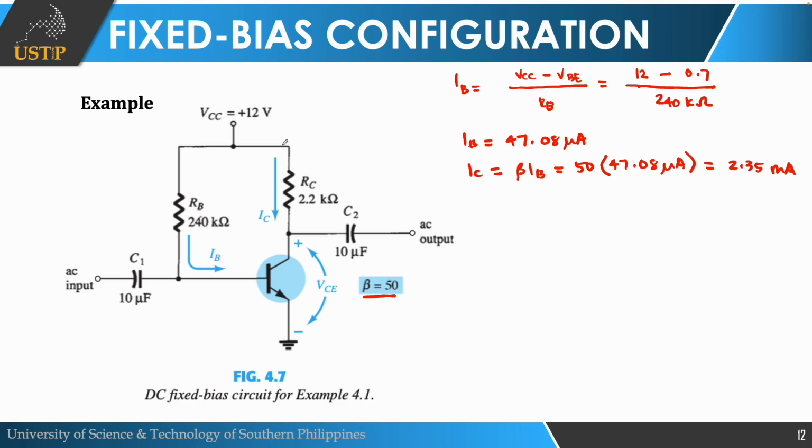The next parameter that we need to get is the VCE. So we have VCE equivalent to VCC minus ICRC. VCC is 12 volts minus IC, which is 2.35 milliamperes, multiplied by RC, which is 2.2.